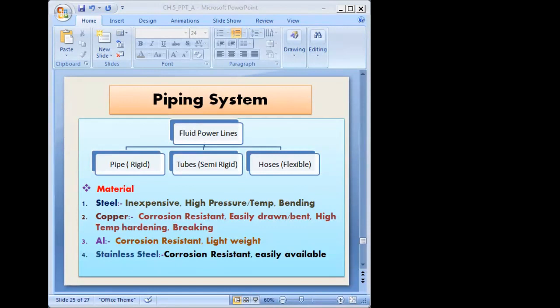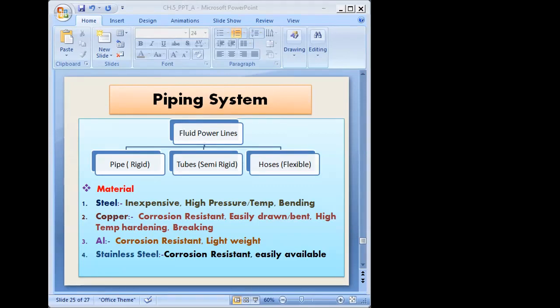From that, the commonly used metals are steel, copper, aluminum, brass, or stainless steel, because each of these metals has its own distinctiveness. Getting it? And also advantages and disadvantages in certain applications. So we should know this question. Please remember the metals which are used for the pipes and the tubes: steel, copper, aluminum, brass, stainless steel.